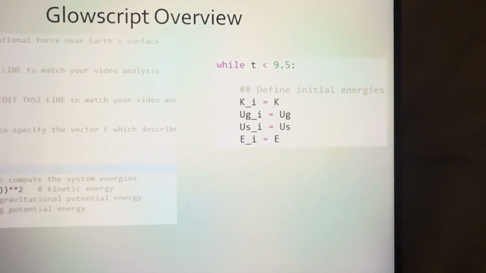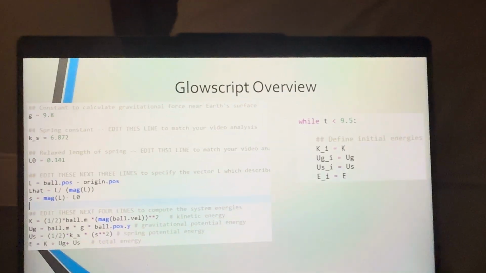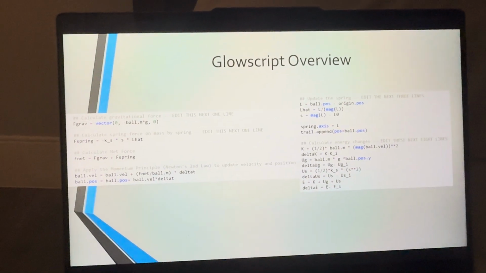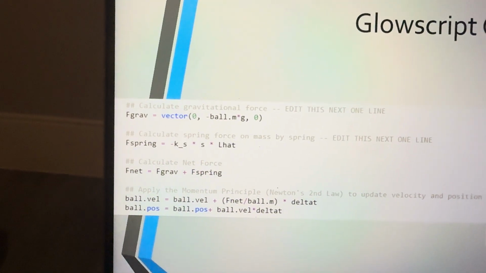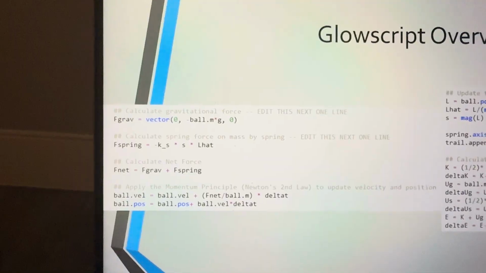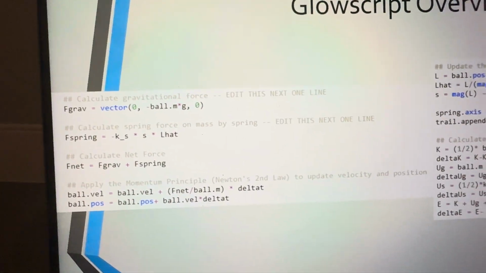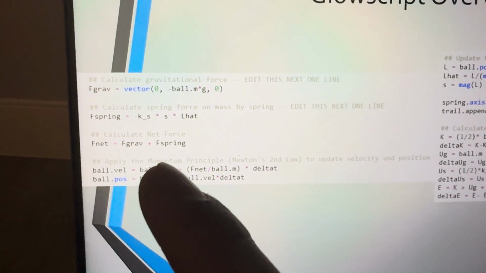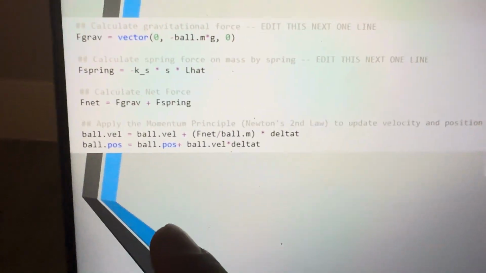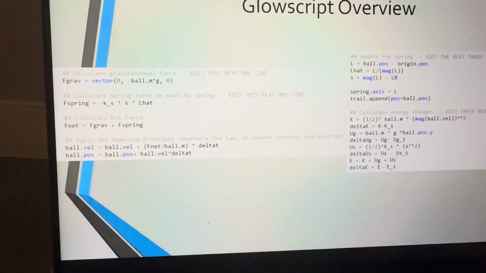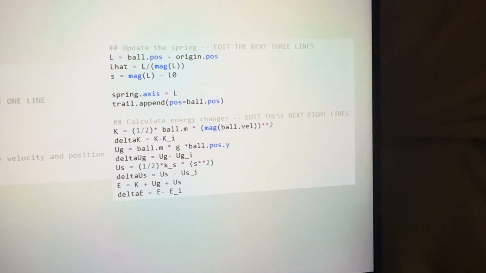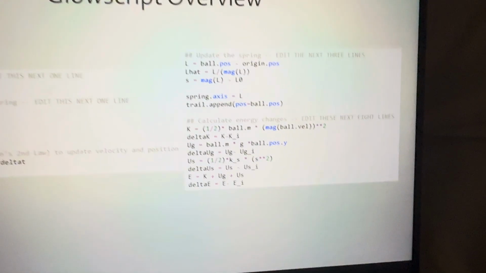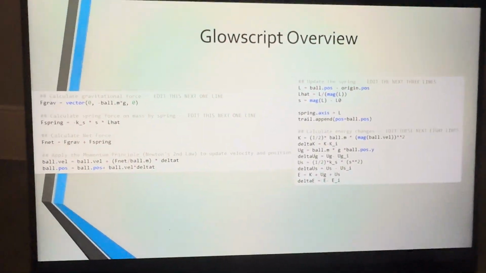Here we are defining the initial energies in order for later on to calculate the change in energy. Here's some more: the F gravity, which was in the y position and negative, and the F spring, which was with the formula, and F net, which was both of those together. And here are the update formulas in order to update the mass. And here is some more code for the spring and all that, and here's for calculating the change in energy with the final and initial energies.